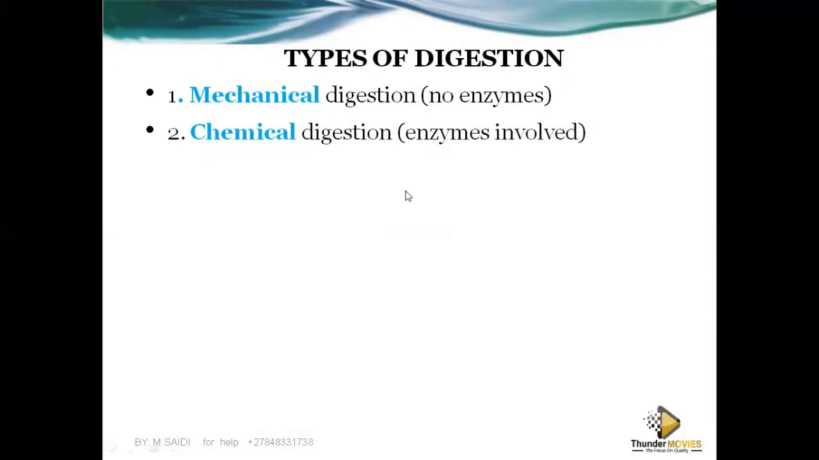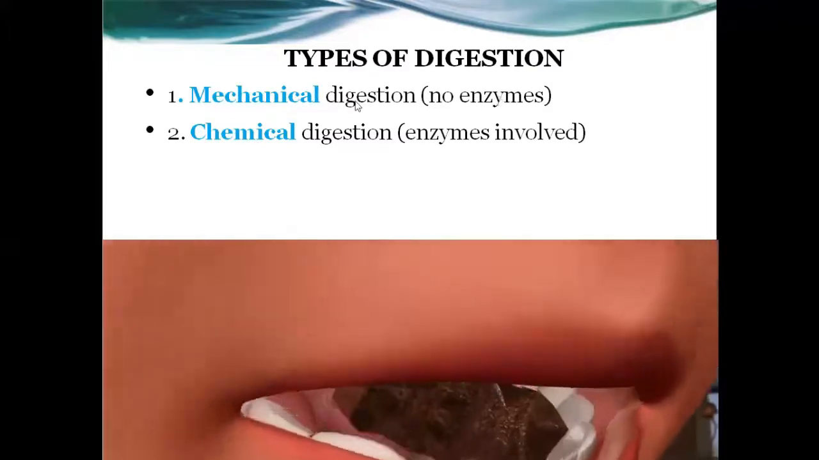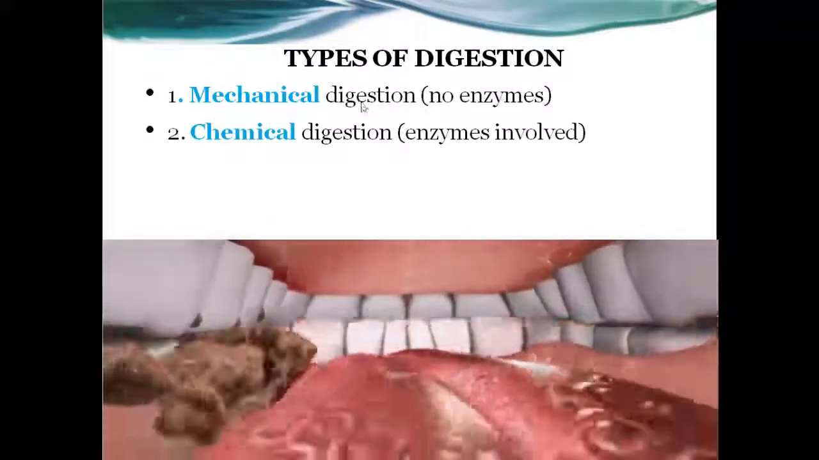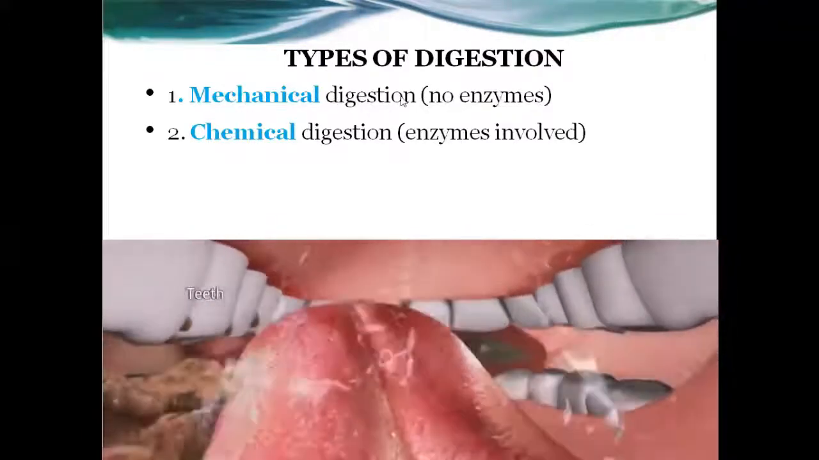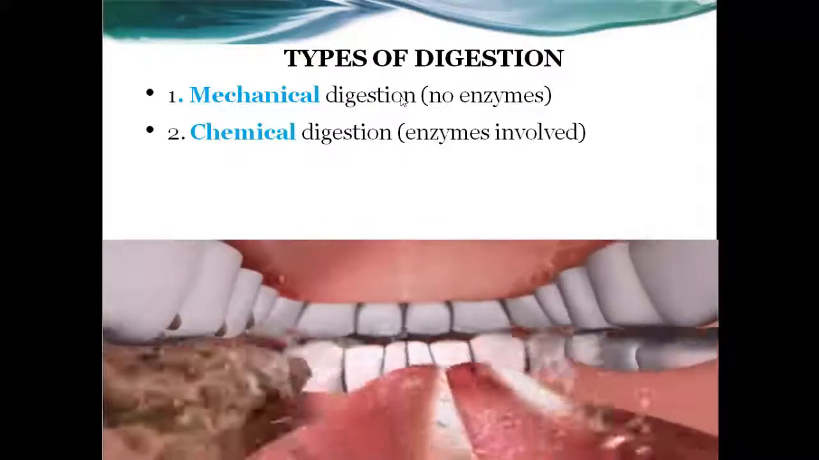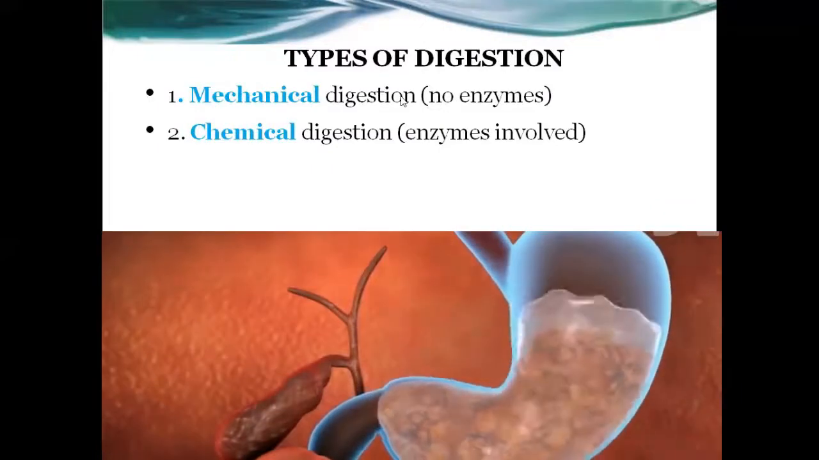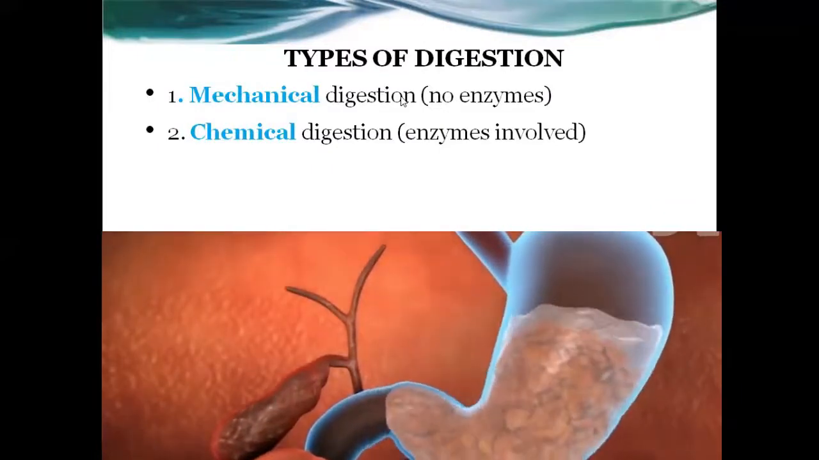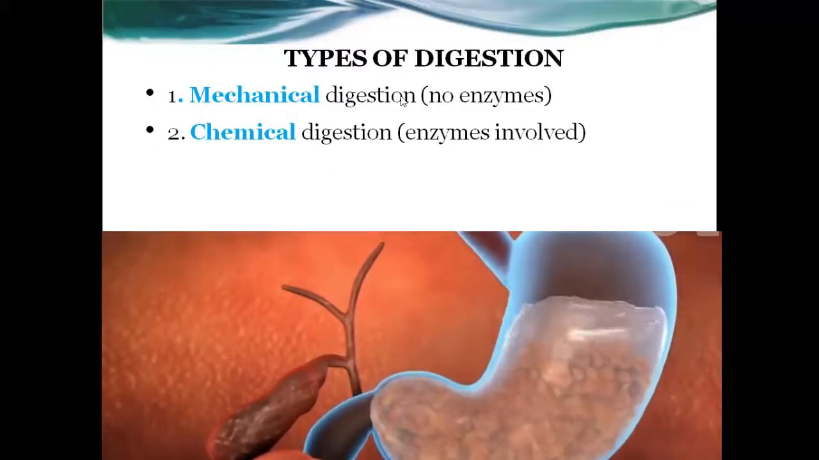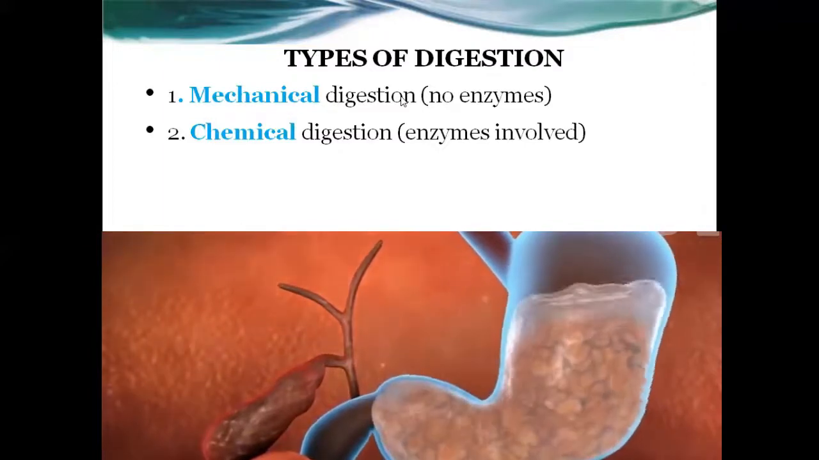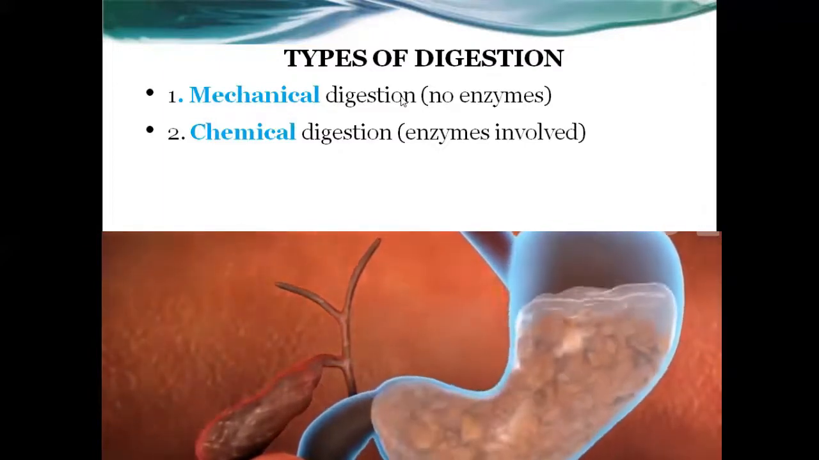Let's look at the different types of digestion. We have two types of digestion. Number one, we have mechanical digestion. Number two, we have chemical digestion. Mechanical digestion means that there is no use of enzymes. Sometimes you call it physical digestion. So what do you use here? If you don't use enzymes, you use energy. When you break down food with your teeth, you are using energy. When the stomach walls, the gastro walls, squeeze the food, they are using energy. So it is called mechanical digestion.